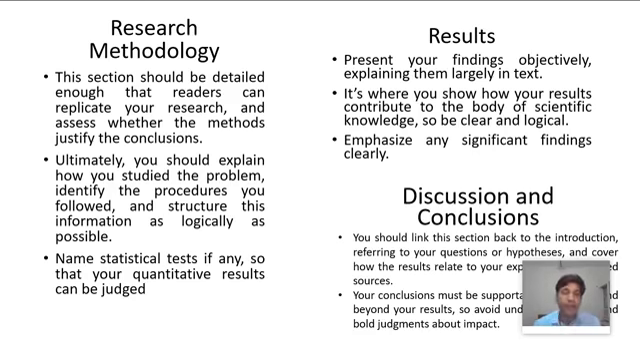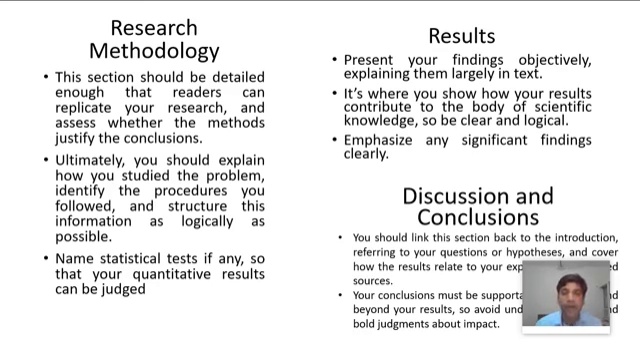Now the next thing is research methodology. Whenever you are writing the research methodology, this section should be detailed enough that readers can replicate your research and assess whether the method justifies the conclusion. Ultimately, you should explain how you studied the problem, identify the procedures you followed, and structure this information as logically as possible. And if you have used any statistical tool, always mention these tests and the software which you have used so that your quantitative results can be judged.